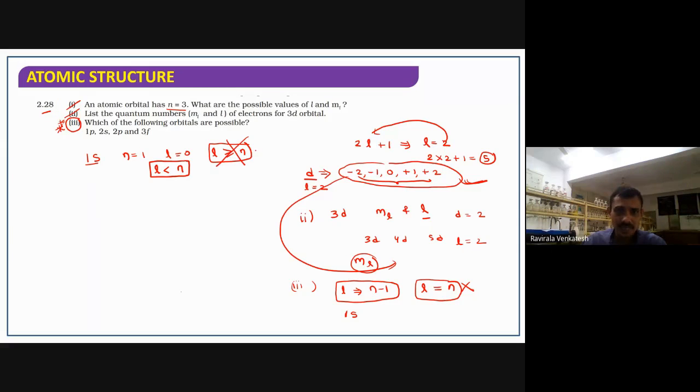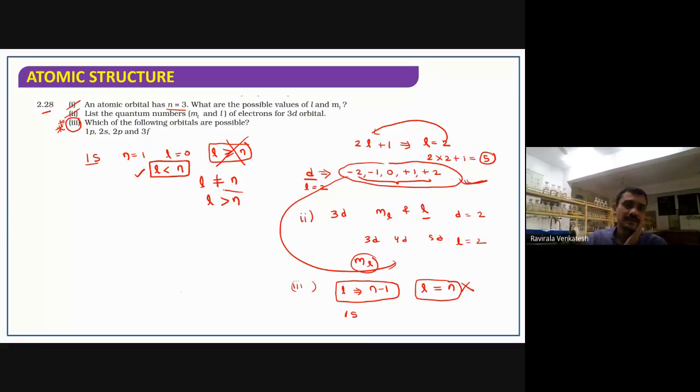If you remember this, you will get the answer. L always should be lesser than n. L can never be equal to n, or n greater than n. These are not at all possible.